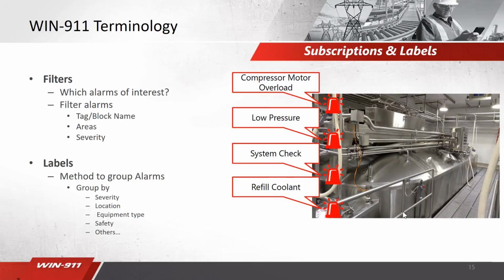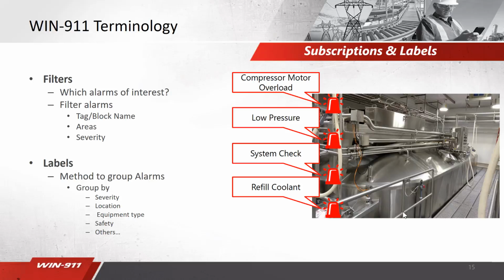The next piece of the terminology comes down to filters, and depending on your SCADA, you can filter on different pieces. You can filter on your tag or block name, your area, severity. This comes back into grouping up your alarms depending on who you want to notify, what the event is. Maybe certain severities go directly to the engineer. Maybe if it's in the north building, it goes to a certain supervisor, whoever it might be. You can filter your alarms as you bring them into Win911.